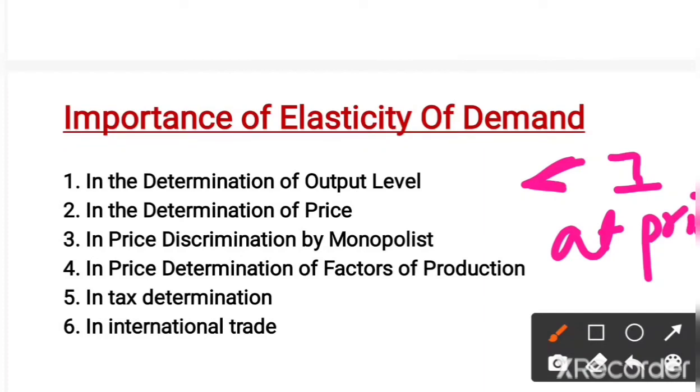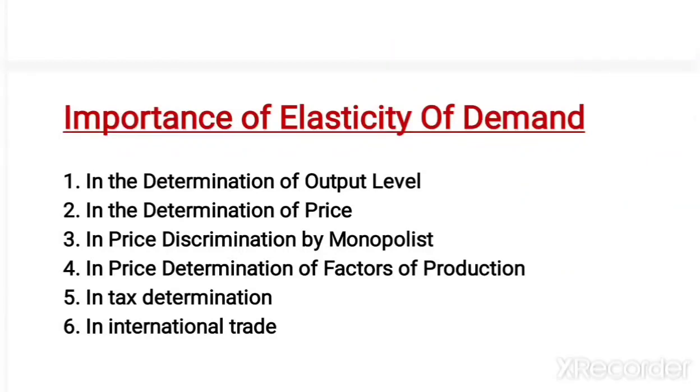For example, if we are exporting something to China, first we have to study the data regarding what kinds of goods are necessary in that country. Such goods we should try to produce in our country and export. Then we will be in profit. So these are the 6 different importances regarding elasticity of demand.